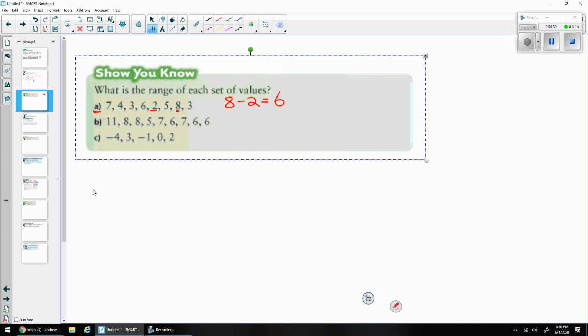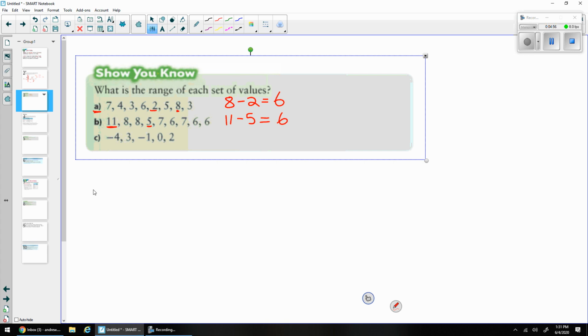Okay, so the range for A would be 6. For B, find the biggest one. Well, it's this first one here, the 11. I then look for the smallest one. It is right here, the 5. Biggest number, subtract the smallest number, shows you your range, which is just showing us how spread apart our data is. Okay, so 11 minus 5 is 6 as well.